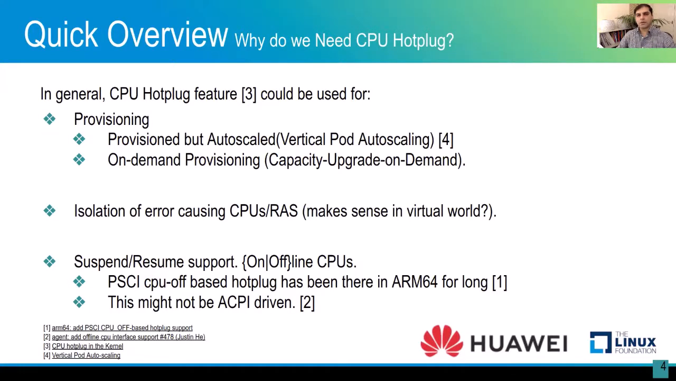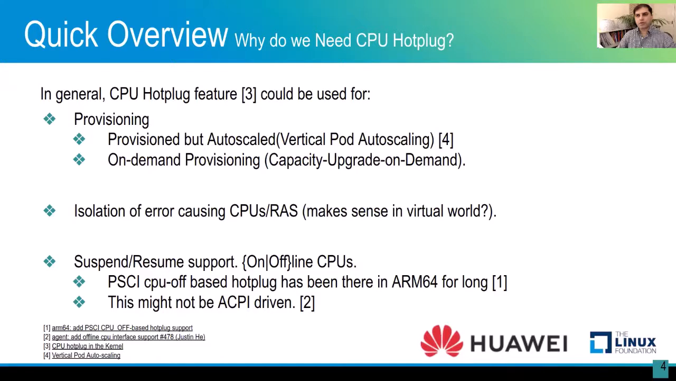So why do we need a CPU hotplug? In general, it can be used for provisioning. For example, in case of pre-provisioned resources which are auto-scaled, orchestration frameworks like K8s can use a feature called vertical pod auto-scaling, in which they can add certain CPU resources and remove them dynamically depending upon their occupancy. For example, during the night, server systems are less occupied, so they might like to remove certain CPUs.